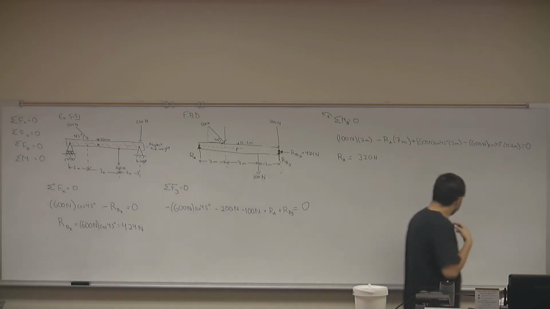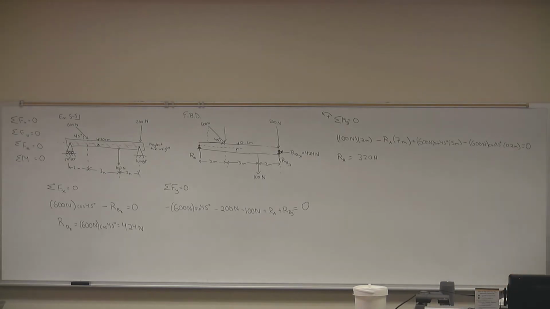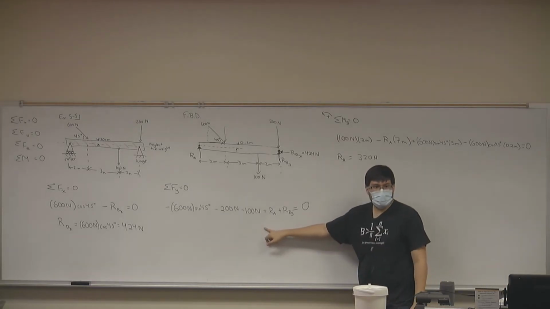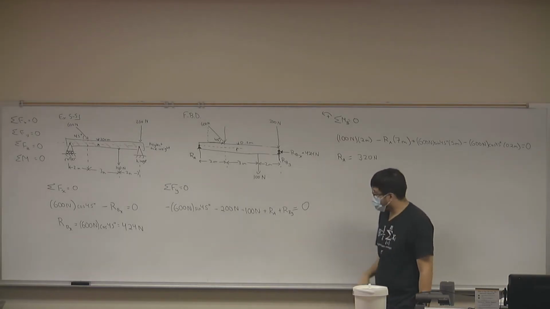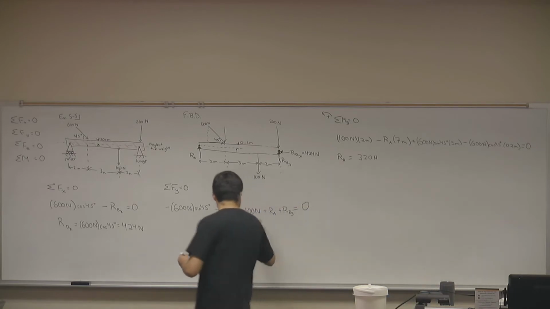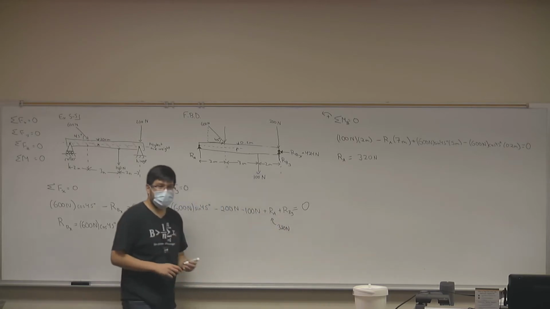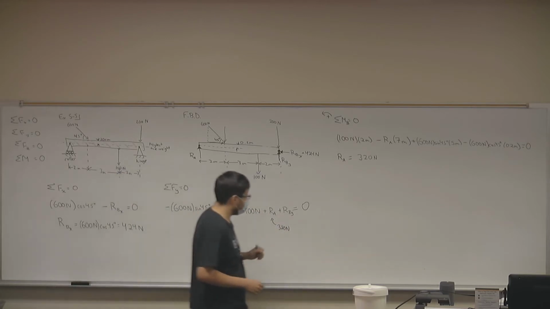So we found our RA. And now, can we go back to this equation and solve it, Tyler? Okay, so let's go ahead and solve it. We know that RA is now 320 newtons. So RB equals what? And I want Tyler to solve this one.